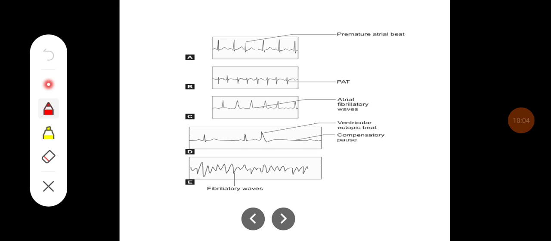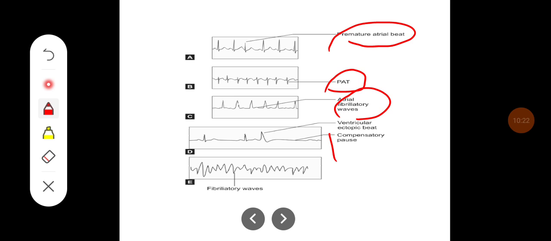So this is a diagram showing a premature atrial beat, and this is showing paroxysmal atrial tachycardia, and these are the atrial fibrillatory waves. This diagram shows the ventricular ectopic beat with a compensatory pause, and in the end you are seeing ventricular fibrillatory waves.